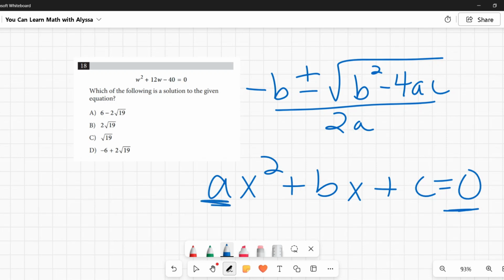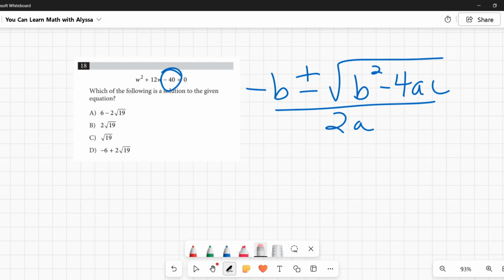The a is the coefficient in front of the x squared. If you don't see one, like in this case, it is an invisible 1. The b is the coefficient of the x, and the c is the constant that's by itself. And the negative, if there is one, like the positive and negative, does go with them. Like up here, this negative goes with the 40.